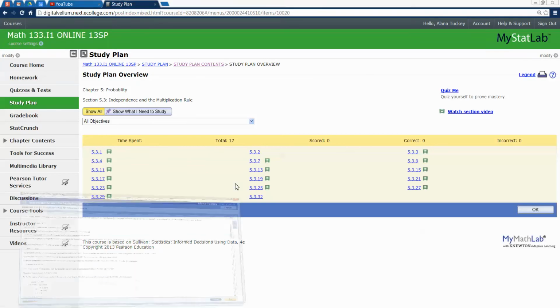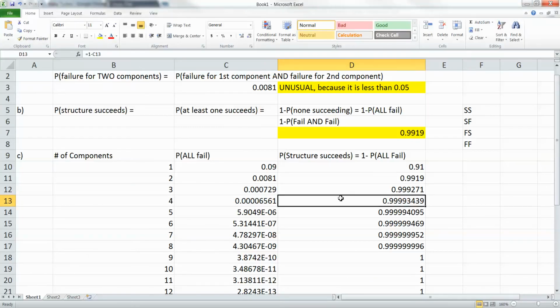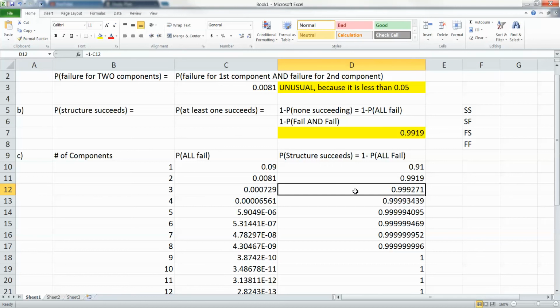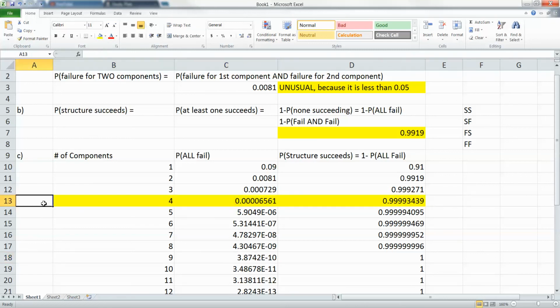So they want 1, 2, 3, 4 nines, 0.9999. So you need to go to the one that is past 4 nines in the number over here. And you can see, okay, at 3, we're at 0.999. And at 4, we've hit 0.9999. So there it is, right there, 4. You would round up, right? So there's your answer for C.